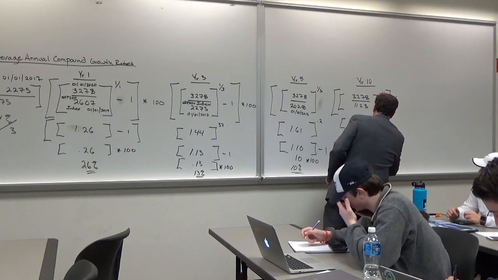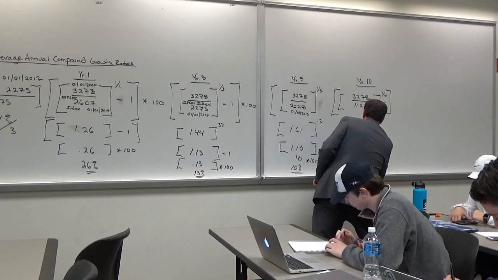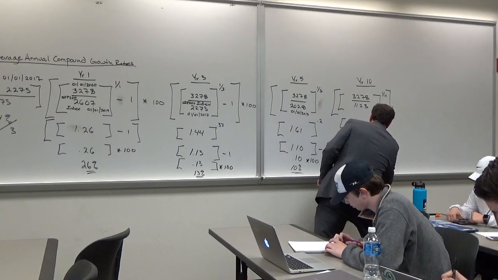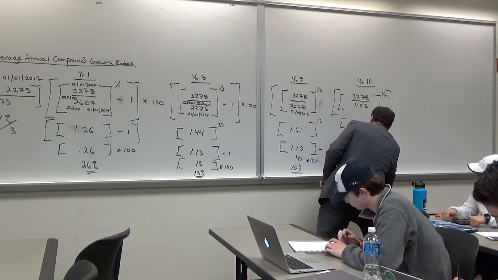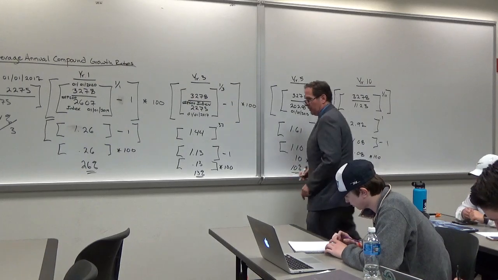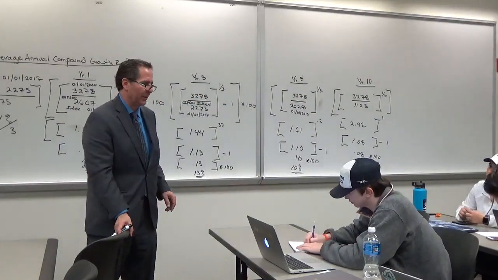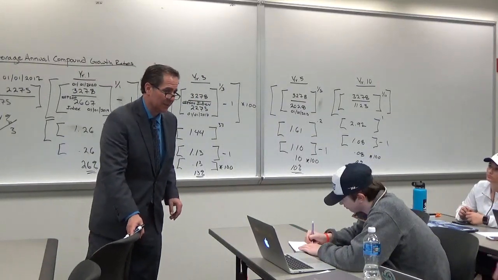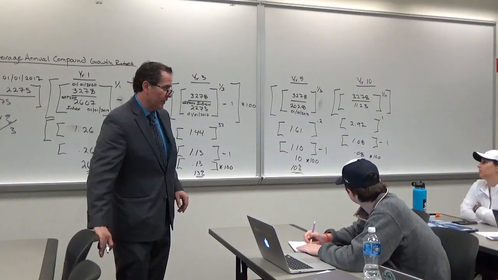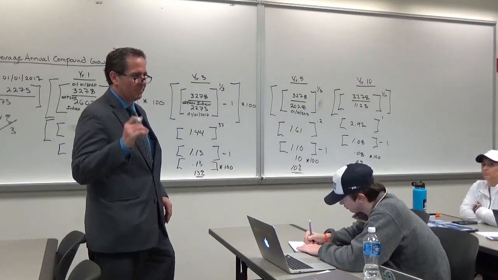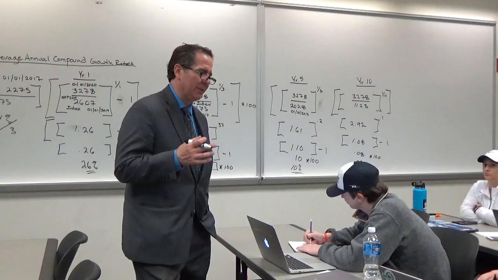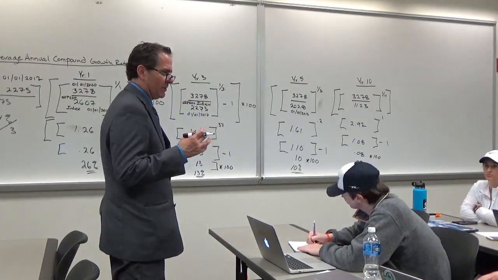So 1.08, got it, minus 1. 0.08 times 100. So the average annual compound growth rate, or average annual compound return, or the expected return for the S&P 500 over the last 10 years was 8%.